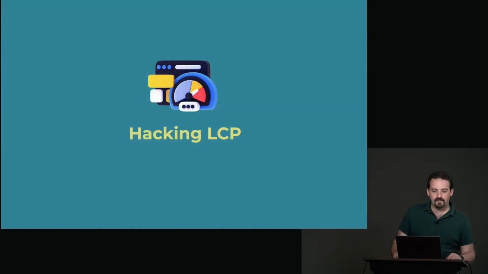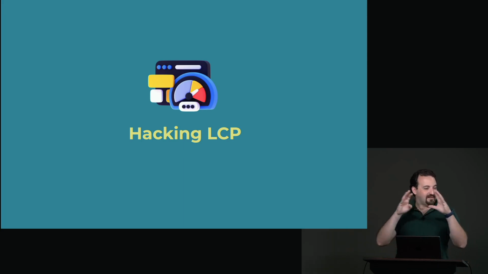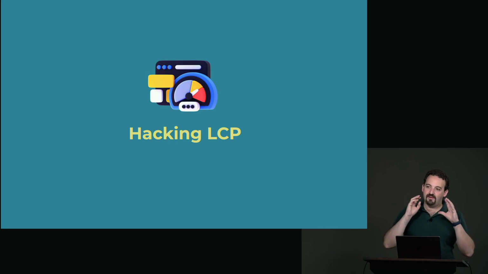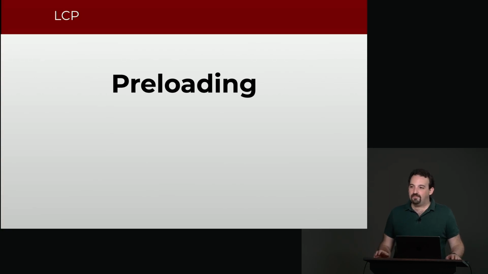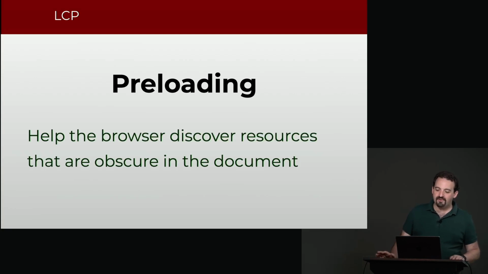Okay. Now, LCP. We mentioned that LCP, largest contentful paint, is the most important metric for our website, right? It's the largest part of content that the user's brain will parse. So we need to hack that as much as possible. One thing that we can do is preload. What is this? It will help the browser discover resources that are obscure in the document.